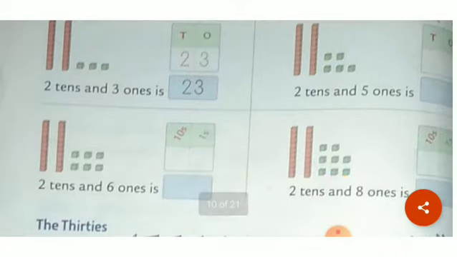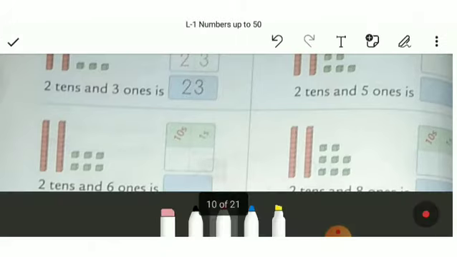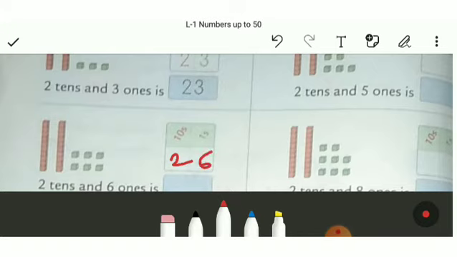Here you can see 2 ten strips and single 6 ones are given. So we have to prepare the number from it. When we have 2 tens, we can write 2 on tens place. We have 2 tens, so we will write 2 here, and we have 6 ones, so we will write 6 on ones place. So we get the number 26. The same number we have to write here also in this box. Okay, let us see one more.